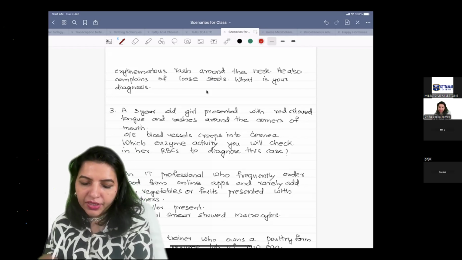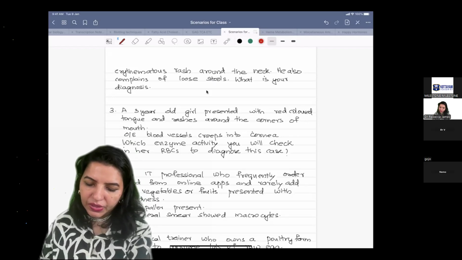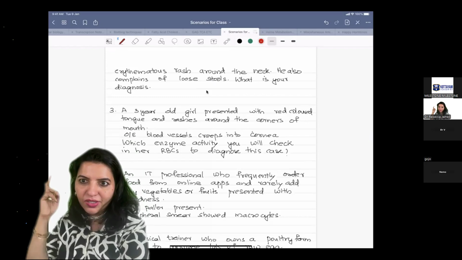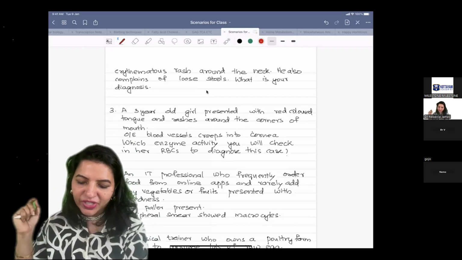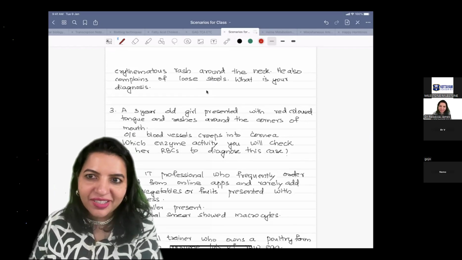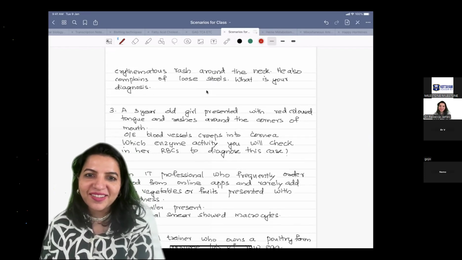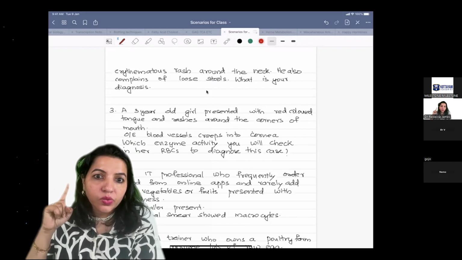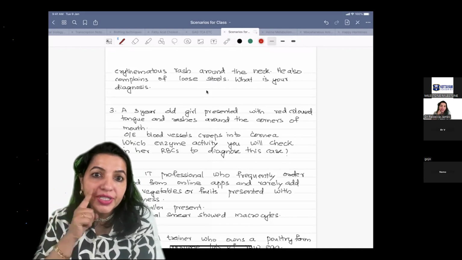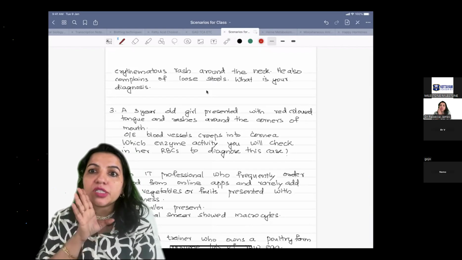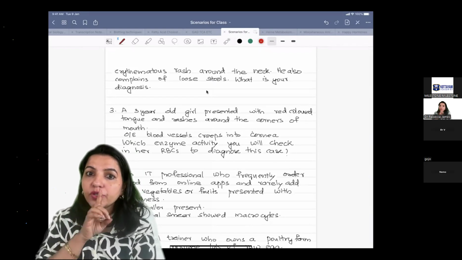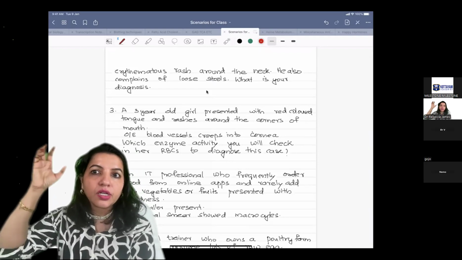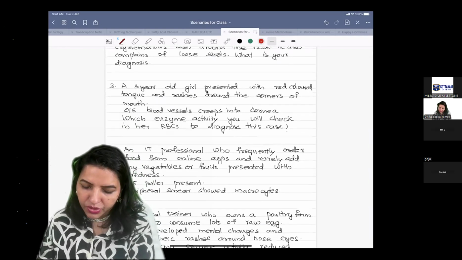Niacin, correct. A 3-year-old girl presented with red colored tongue, rashes around the corners of the mouth, blood vessels creeping into the cornea. Which enzyme activity will you check? Let me see, who will answer? B2 low, yes. Which enzyme activity? Yes, glutathione reductase, okay? It is not peroxidase. Glutathione peroxidase contains selenocysteine. Glutathione reductase is the enzyme that you should check.